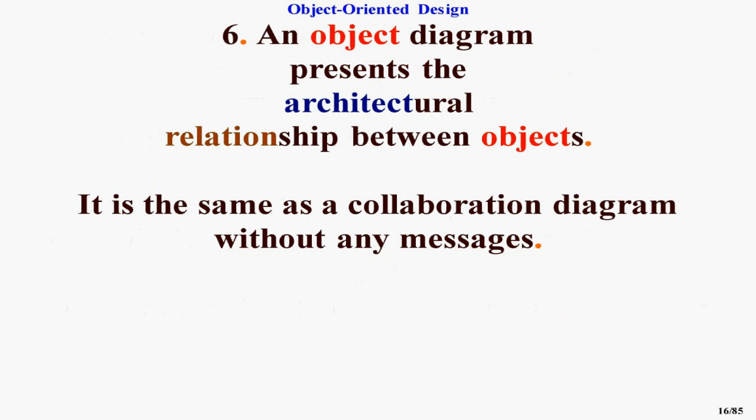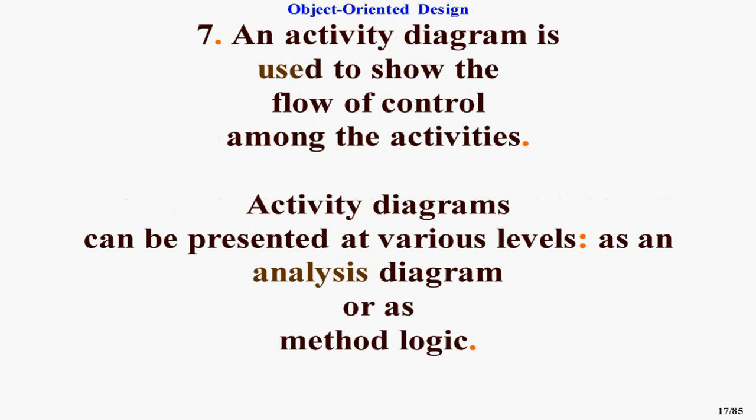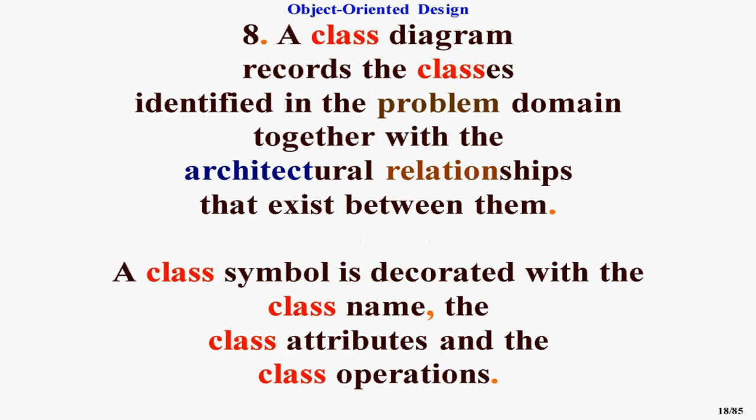6. An object diagram presents the architectural relationship between objects. It is the same as a collaboration diagram without any messages. 7. An activity diagram is used to show the flow of control among the activities. Activity diagrams can be presented at various levels, as an analysis diagram or as method logic. 8. A class diagram records the classes identified in the problem domain together with the architectural relationships that exist between them. A class symbol is decorated with the class name, the class attributes and the class operations.